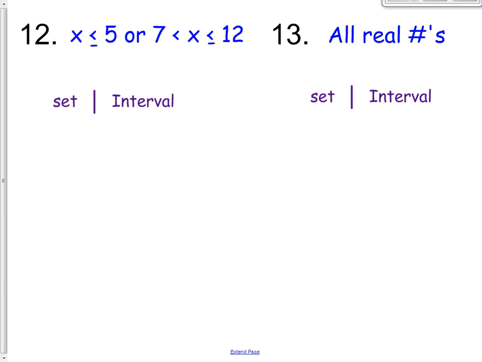Problem number 12. Whew! x is less than or equal to 5, or 7 is less than x, which is less than or equal to 12. So if this is the case, we just write x such that x is less than or equal to 5, or 7 is less than x, which is less than or equal to 12. Okay, set notation, I think we all have that down. Interval notation. If we look at this one, let's draw our number line again.